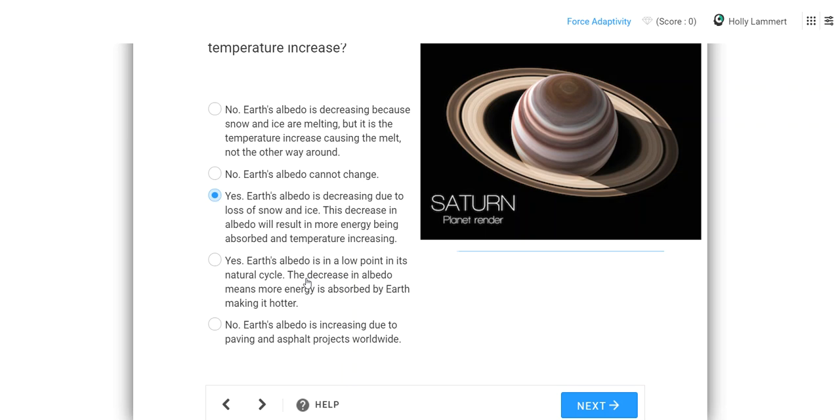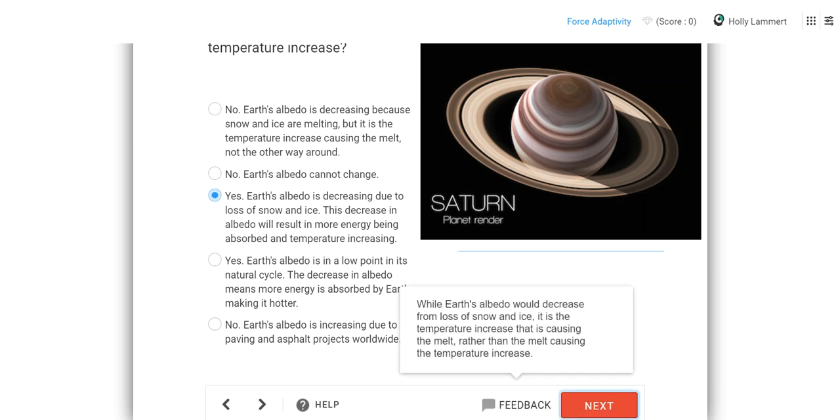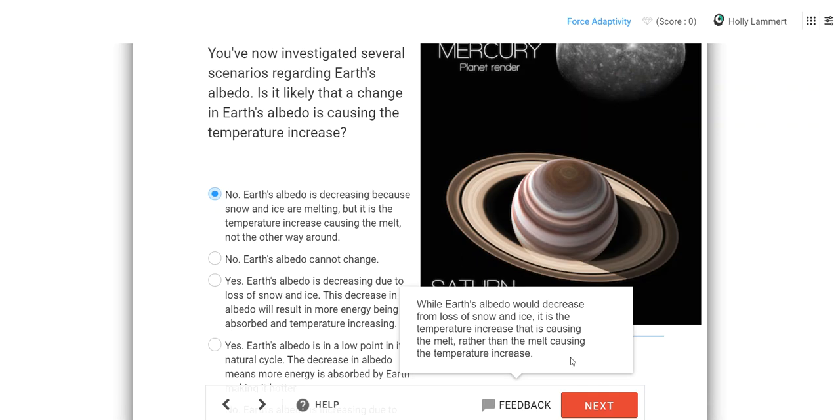Or "Yes, Earth's albedo is at a low point in its natural cycle. The decrease in albedo means more energy is absorbed by Earth, making it hotter." Or "No, Earth's albedo is decreasing due to paving and asphalt projects worldwide." Oh, okay, read that wrong. So go ahead and select "No, Earth's albedo is decreasing because snow and ice are melting, but it is the temperature increase causing the melt, not the other way around."